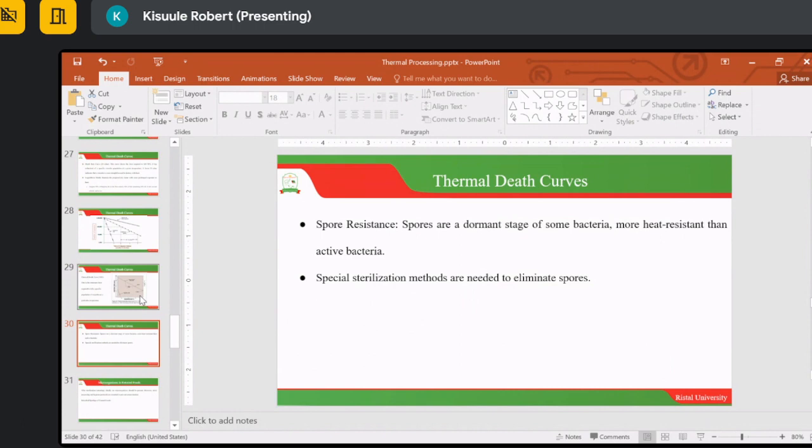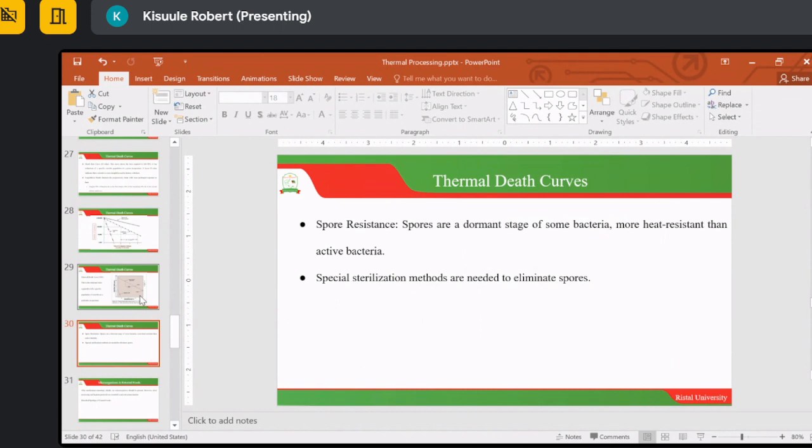So thermal death curves, as we have seen, we've seen the TDT, the D value, the logarithmic death, and so on. I hope you remember this once it is asked. For the thermal death curve, we are talking about spores. As for resistance, these are usually a dormant stage of some bacteria, and this is their mechanism of adapting to extreme heat conditions or extreme environmental conditions.